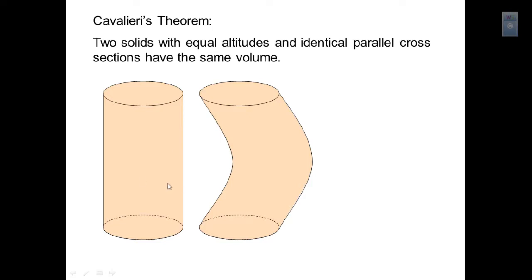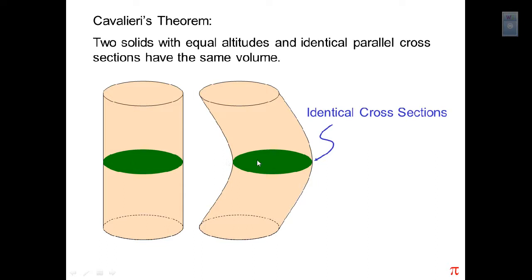But what happens if we have a wavy cylinder? Are the volumes the same? Well, the volumes are the same as long as they're the same height, which these are, and we have identical parallel cross sections. So for every level of this curvy cylinder over here, we have exactly the same circle that we would cut out at that level on the other side. As long as those match all the way up and all the way down, then these are going to have the exact same volume.